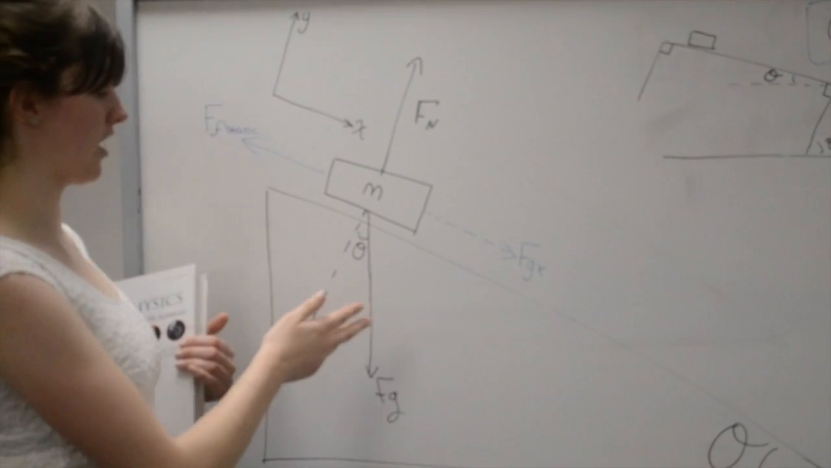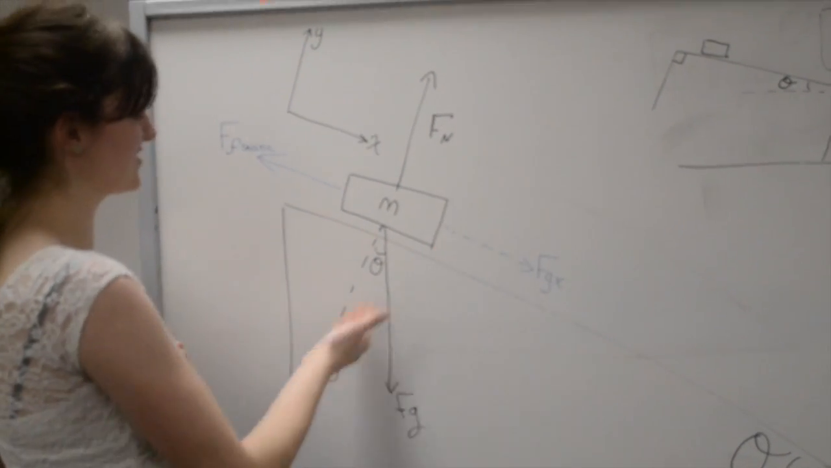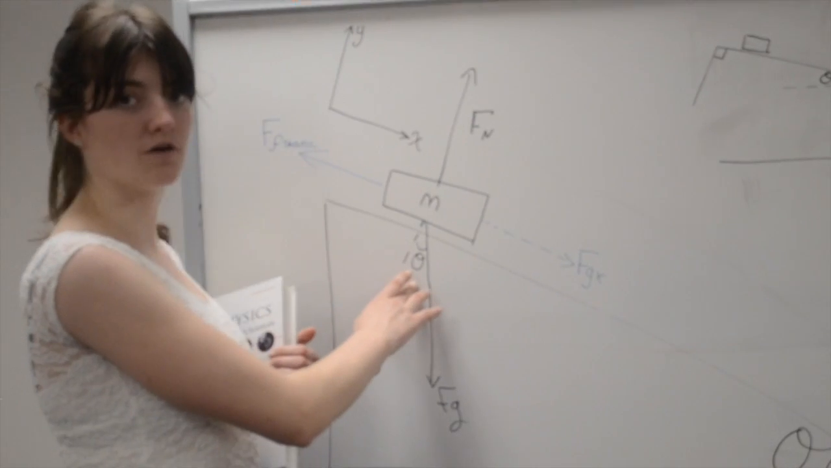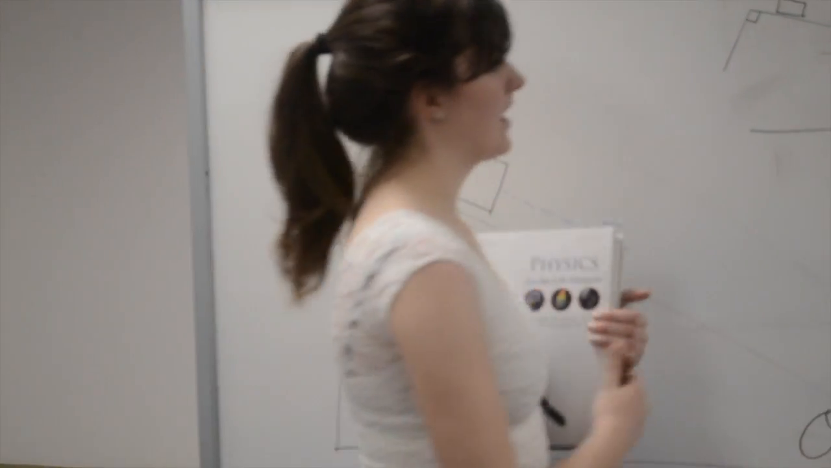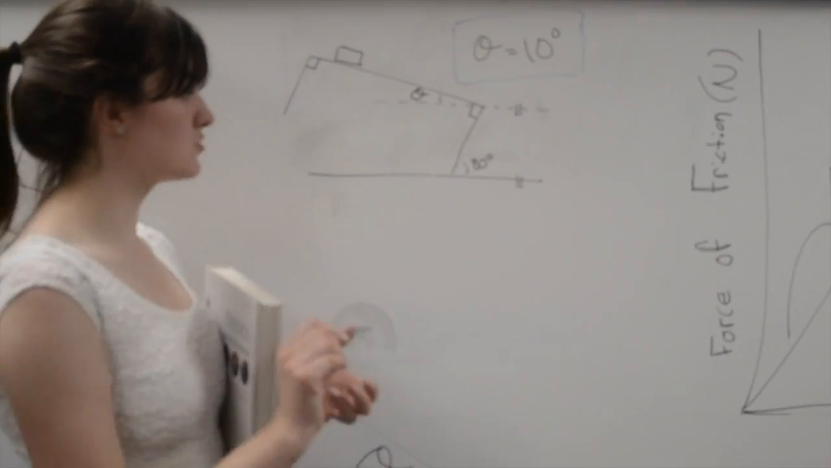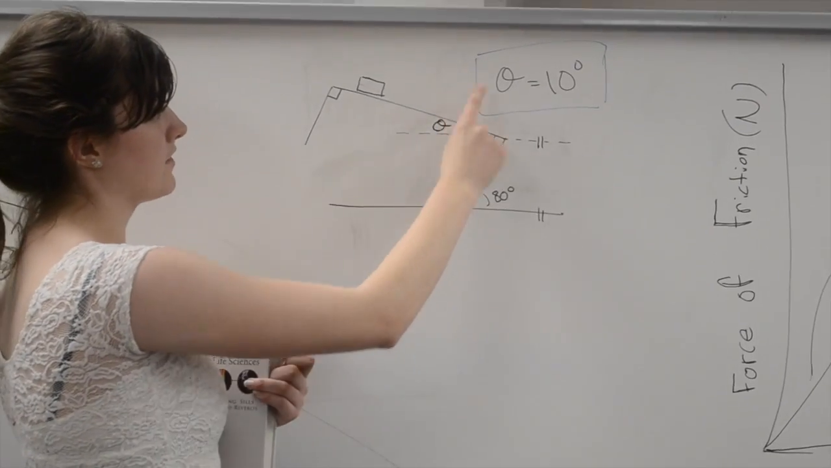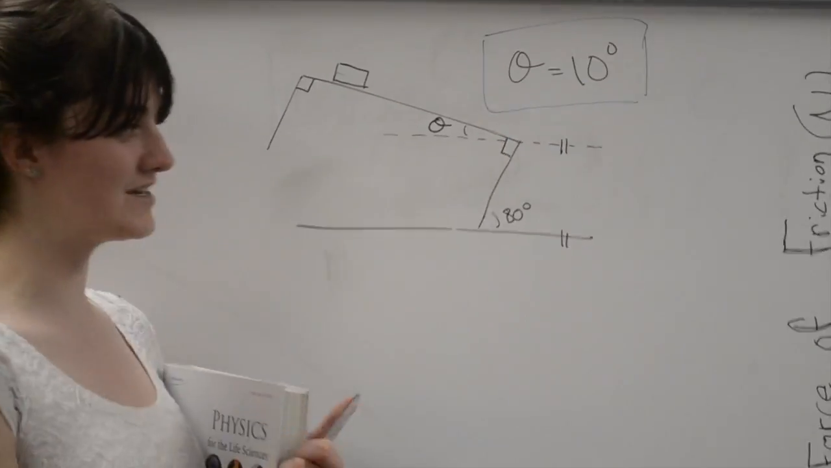However, we can divide the force of gravity up into the x and y components. And then our angle that we measure for our table will also be the angle here. As you can see, we used our handy-dandy protractor to measure an angle of 80 degrees, to which we used our angle laws, and we found that this is 10 degrees.